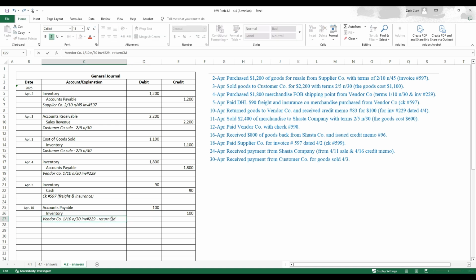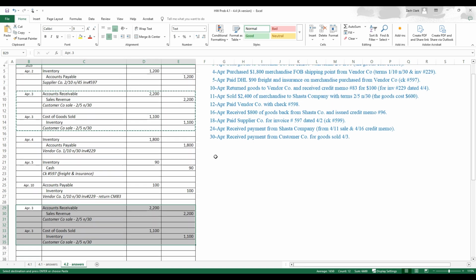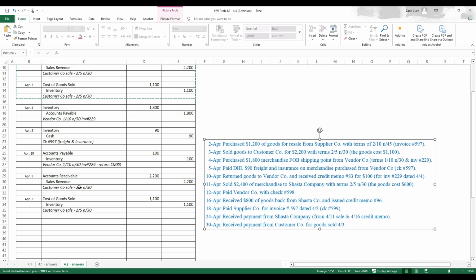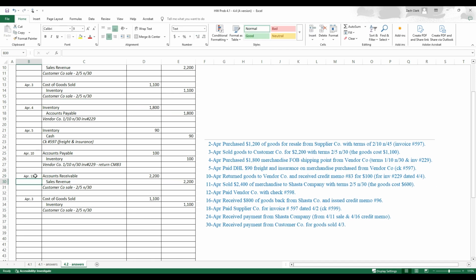And we'll say CM for credit memo, which number? 83. There we go. Okay, and that was April 10th. Now on April 11th, we have a sale of merchandise here. So again, let's take our sales journal entries and use that as a template. Paste those in, and pull this down with us so we can see as we go. This is on the 11th. And we sold this for $2,400, and the cost of goods sold was $600.